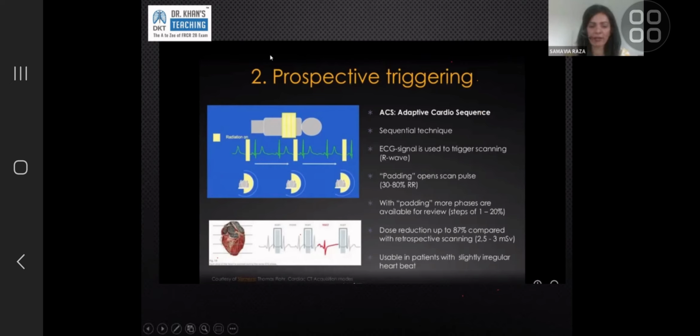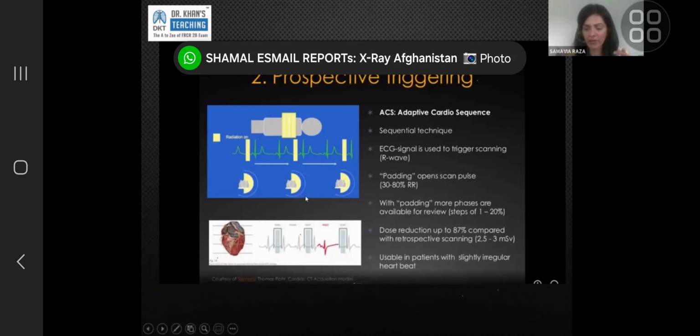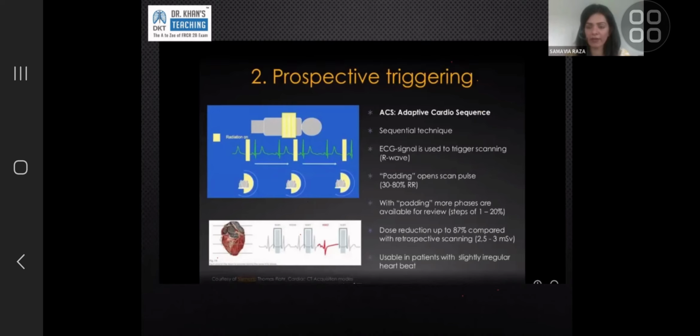What it will do is the scanner will wait and scan every second heartbeat, like we talked about. This is called prospective scanning. The scanner is waiting for the heartbeat, scanning, waiting for the second heartbeat, after that scanning. It is prospective because it knows what it's scanning. What retrospective means is it's just scanning throughout the whole heart cycle.